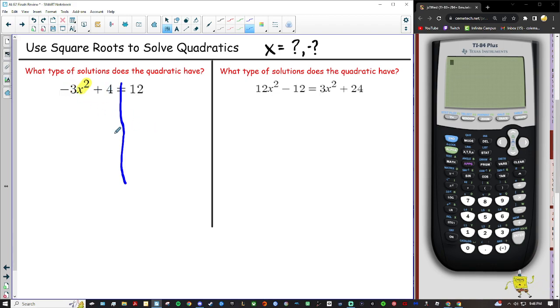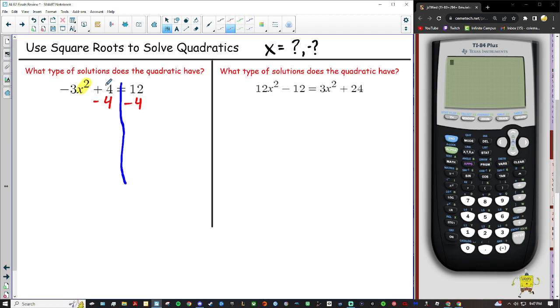negative 3. Now, we always want to do order of operations backwards. Usually, we multiply before we add or subtract, but we're going to do the opposite. Since we are adding 4 onto the left side of the equation, the only way to get rid of this is to subtract 4 on both sides. Whatever you do to one side, do not forget to do it to the other side.